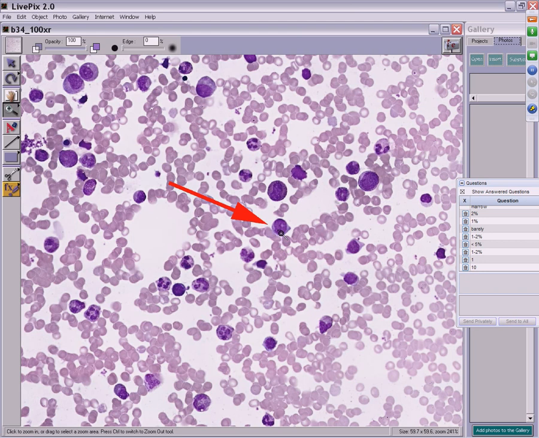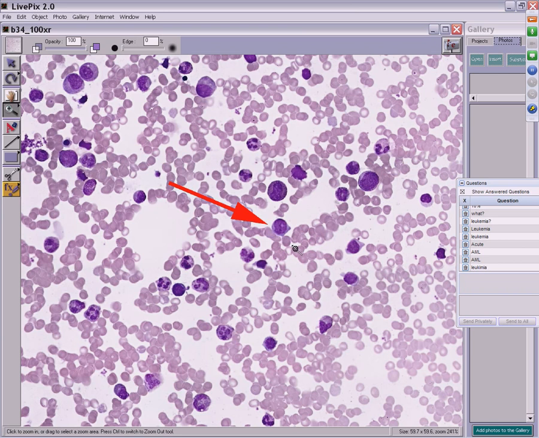Let's say that 50% or 30% of the cells in the marrow were classical blast cells. What's your diagnosis? If you see more than 20% of blasts in a bone marrow, what is your diagnosis? Acute leukemia. You're absolutely right. Thank you very much. That's so important.